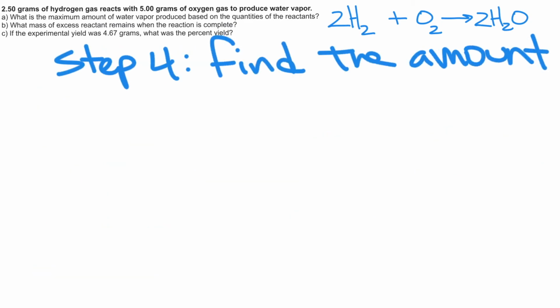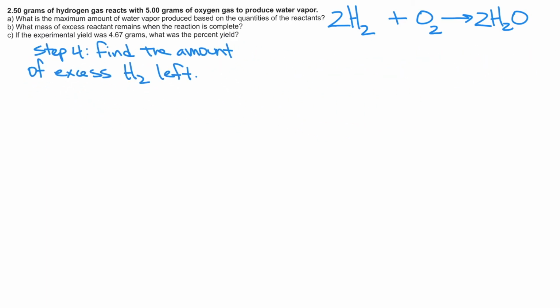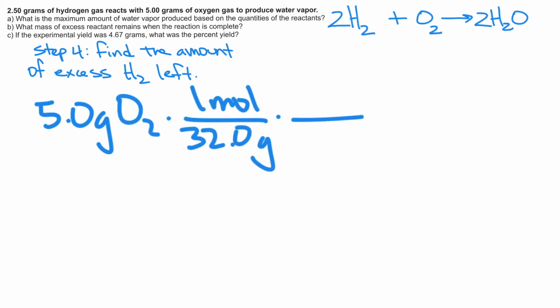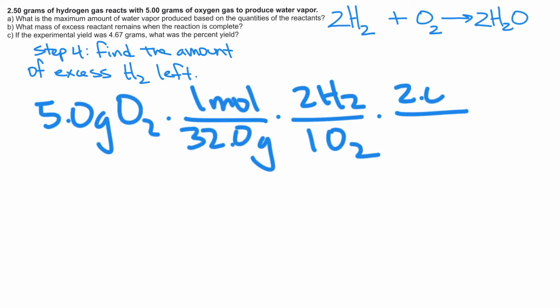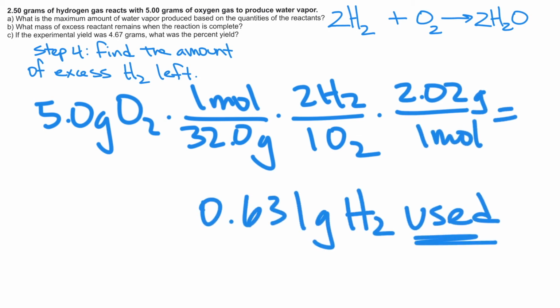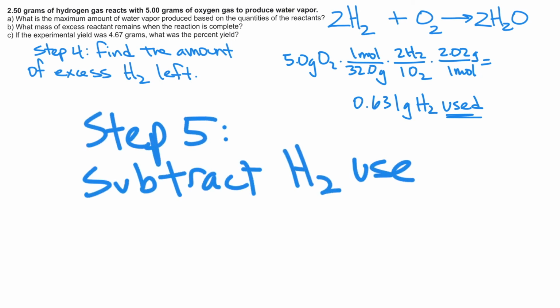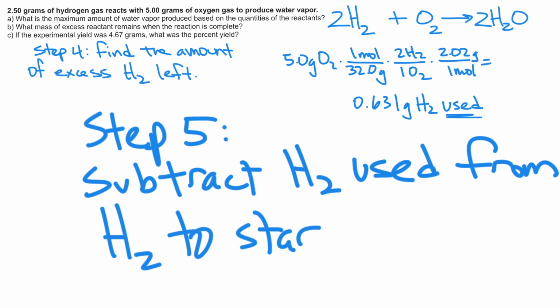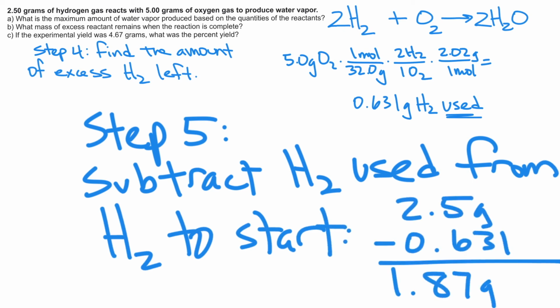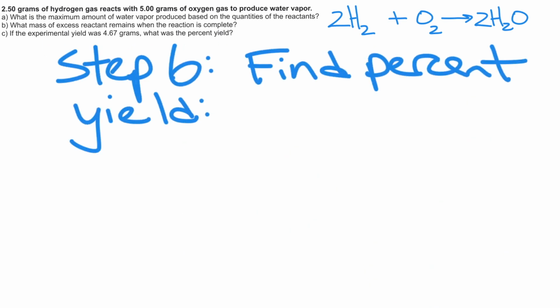For now, let's find how much excess hydrogen was left over. So start by taking the amount of oxygen used, calculating moles, then calculating moles of hydrogen used, then the mass of hydrogen used. So you take the amount you used and you subtract it from the amount you started with. That gives you the amount in excess. XS. Too much.